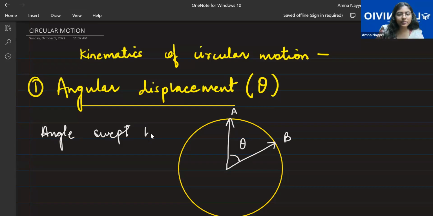angle swept by the body is known as angular displacement.